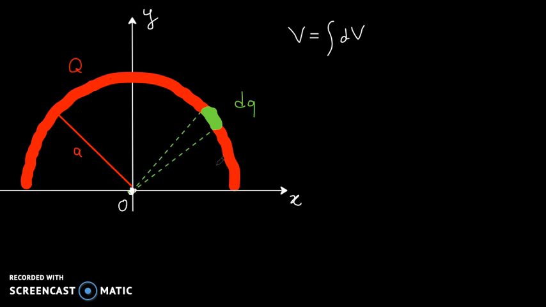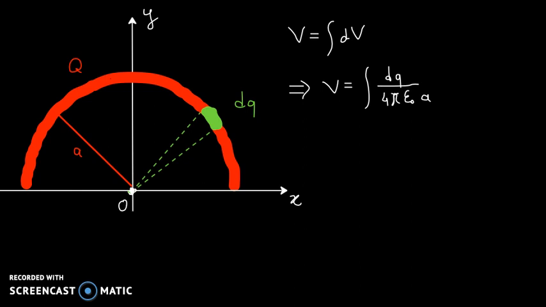So let's come up with an expression for dV first. We will apply the formula for electric potential due to a point charge, which is equal to charge divided by 4 pi epsilon 0 times the distance between the charge and the point of interest. Now dq is the charge on my unit element, and a is the distance between each dq and the center of curvature. That's the radius of the curvature.